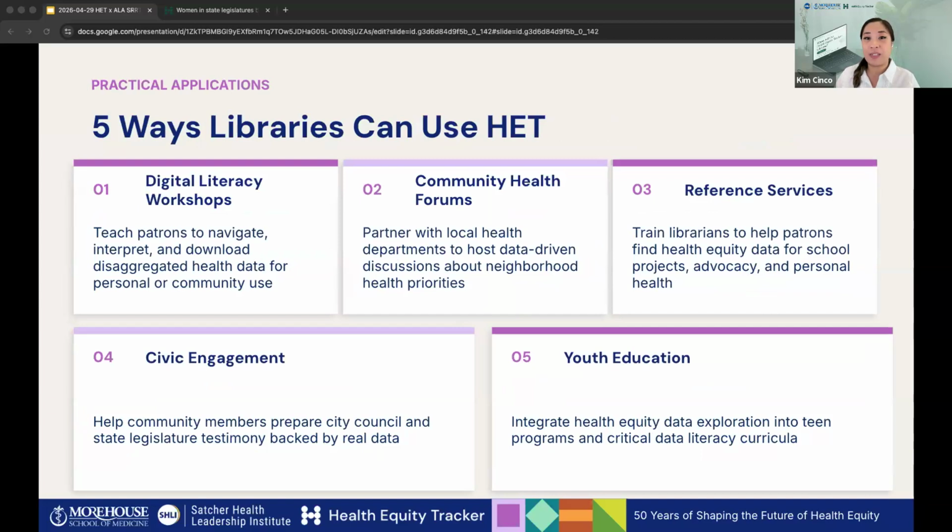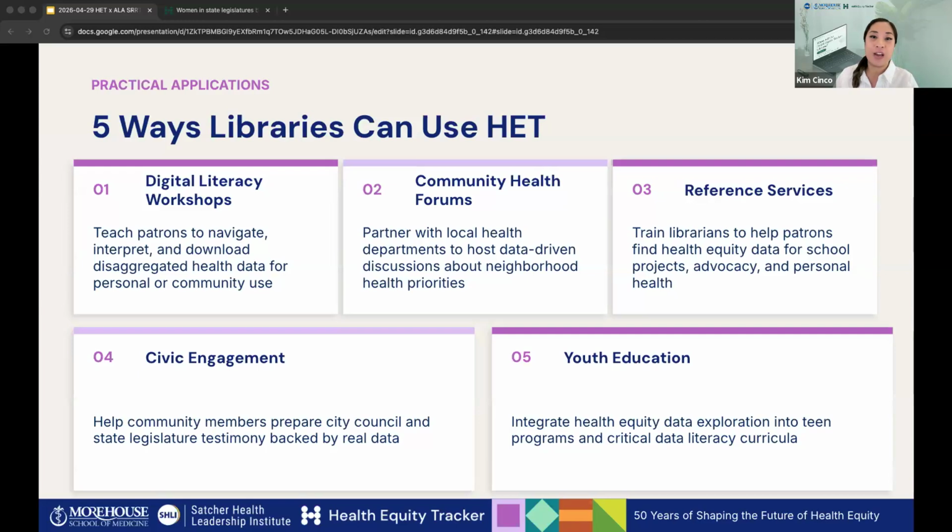Digital literacy workshops. Teach patrons how to navigate the HET, interpret what they're seeing, and download data they can actually use. This is an extension of digital literacy programming that many of you are already doing, and we can help you develop the curriculum. Community health forums. Partner with your local health department to host data-driven conversations about health priorities in your neighborhood. Libraries are a neutral space in a way that government agencies often aren't, and that matters for community trust.